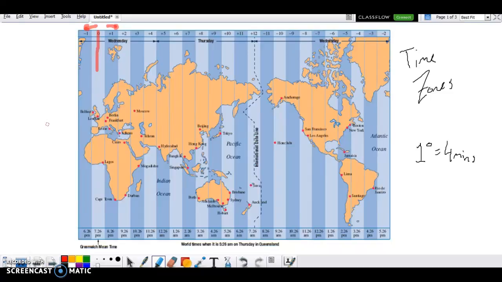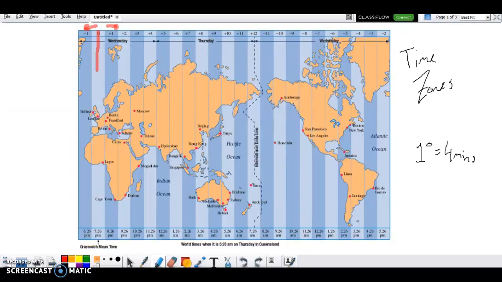Now this is a really rough map. In truth, with time zones, a lot of countries just kind of pick something that's close enough. China's really weird. They span all the way out here, but they actually have a single time zone, which is weird. But let's have a quick look. This is what we're going to use, and it's what you're going to use in the exam.